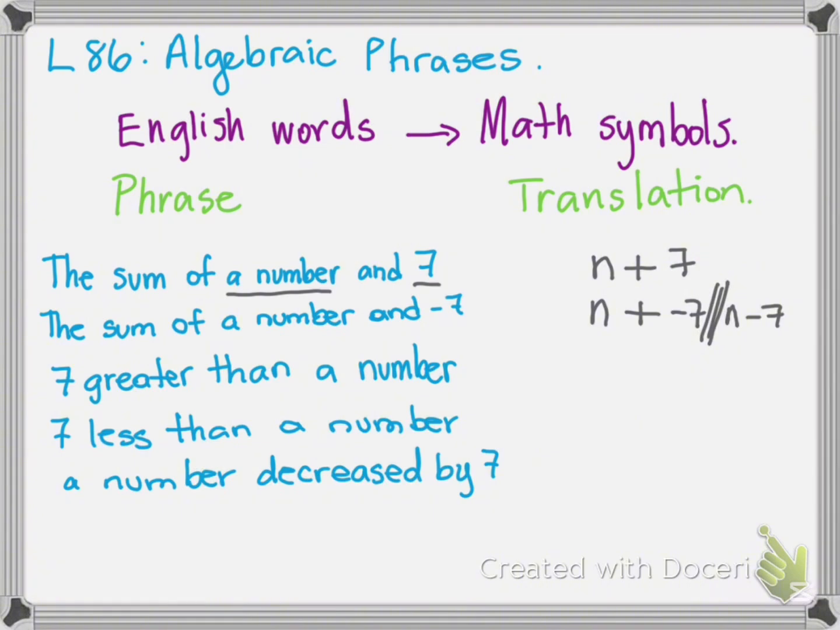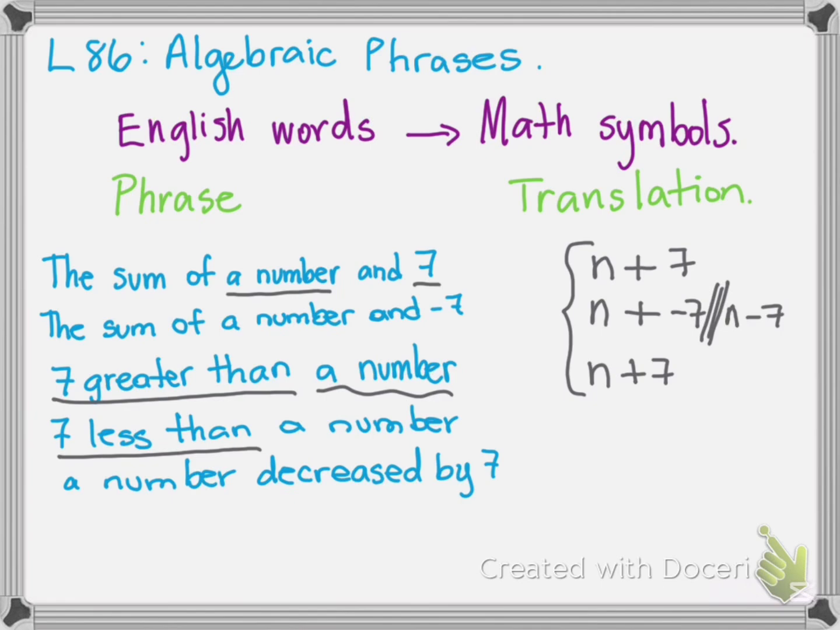The next one is 7 greater than a number. Now, when you see these greater than and less than, what I'm going to suggest and really ask that you follow is that you write it after whatever comes next. So I'm going to first write the n, because that's what comes next, the n. And then I'm going to put 7 greater than. If something is 7 greater than, we're adding 7. So notice all these different ways of writing the same thing, n plus 7, but we have it in different phrases.